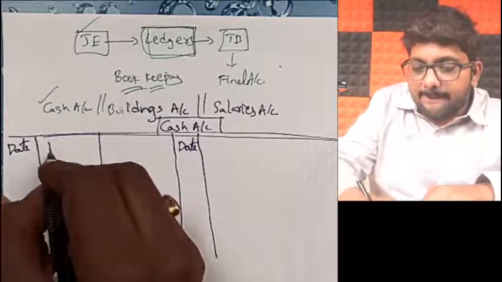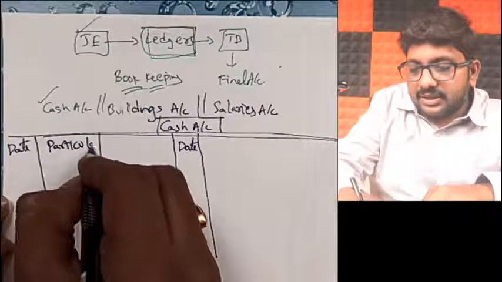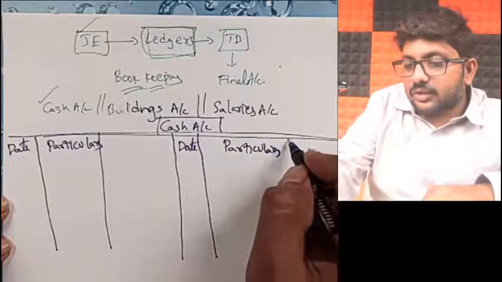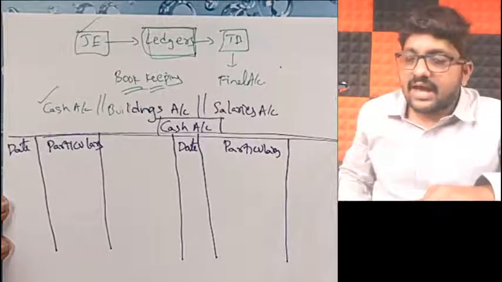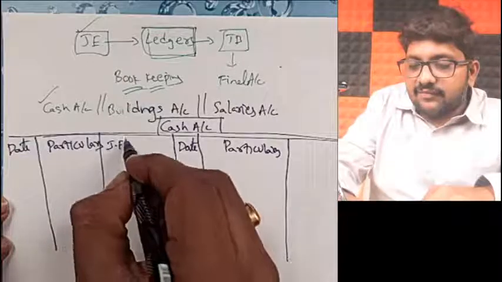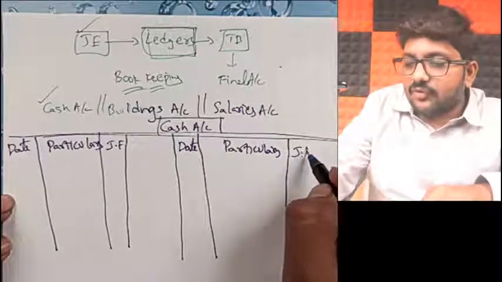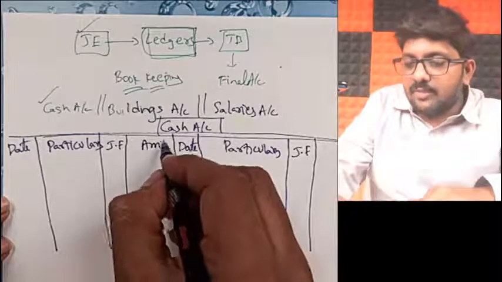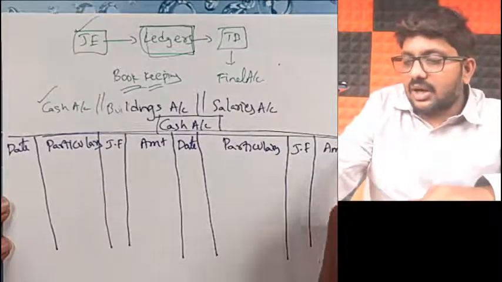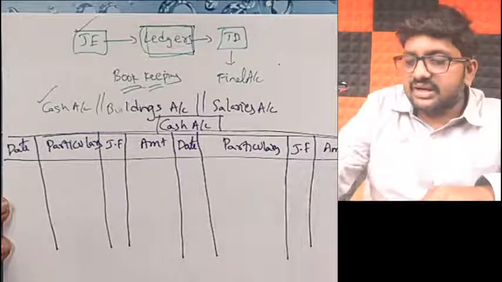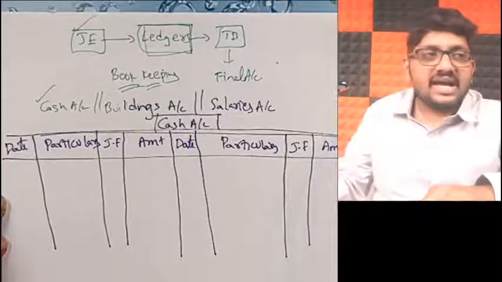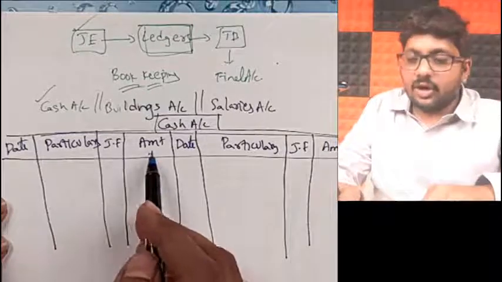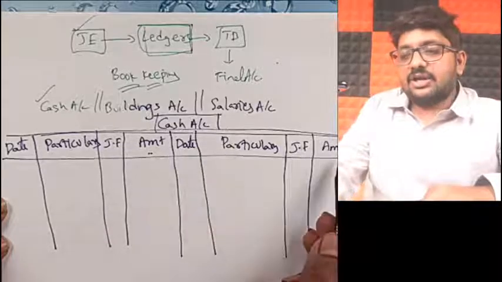Next, I will find the particulars column, and here also the particulars column. Yes, we are writing it 2 times. Next, I'll find the journal folio number, on both the sides. And finally, I'll write the amount on both the sides. So you are preparing date, particulars, journal folio and amount on this side, and date, particulars, journal folio and amount on this side also.